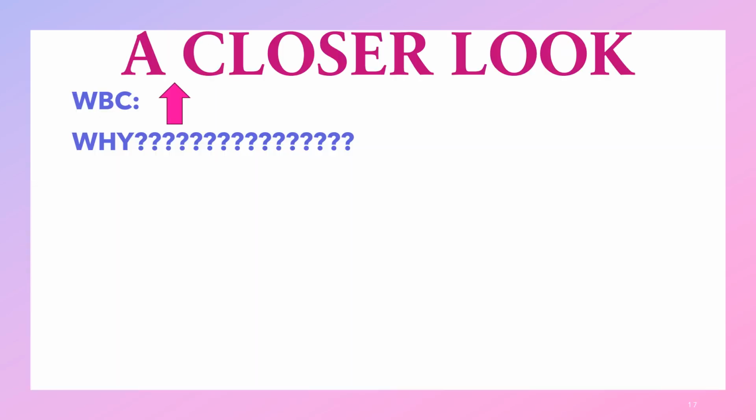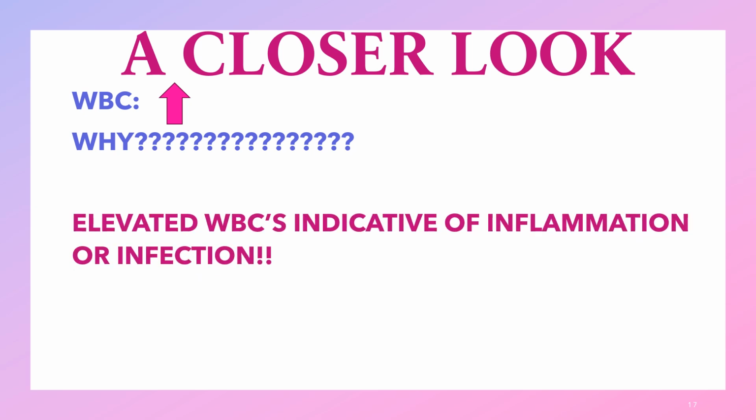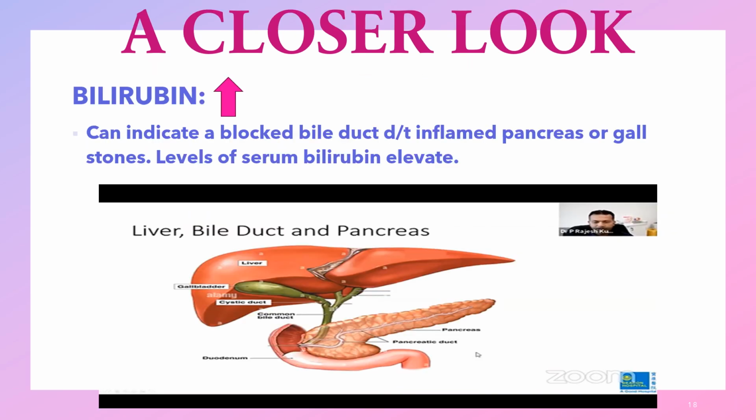Again, talking about white blood cells, no surprises here. We've been talking about this all along. We are looking for inflammation or infection. It's a very real possibility with an irritated gallbladder that we're going to have infection. Bilirubin can indicate a blocked bile duct due to an inflamed pancreas or gallstones. And again, when you see the anatomy of this whole situation, you understand how that can happen.